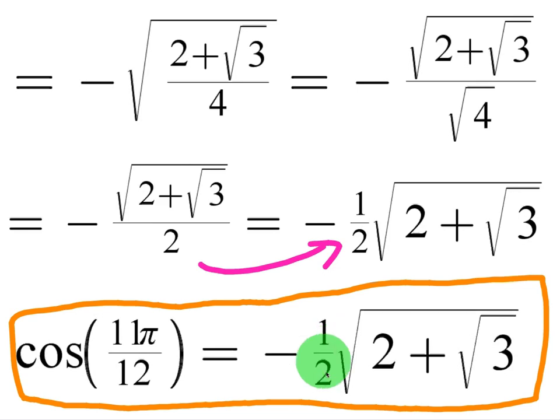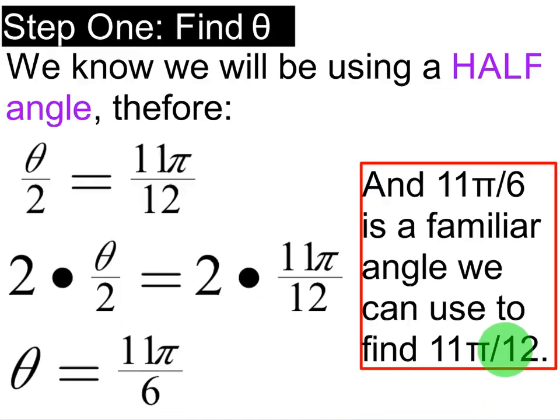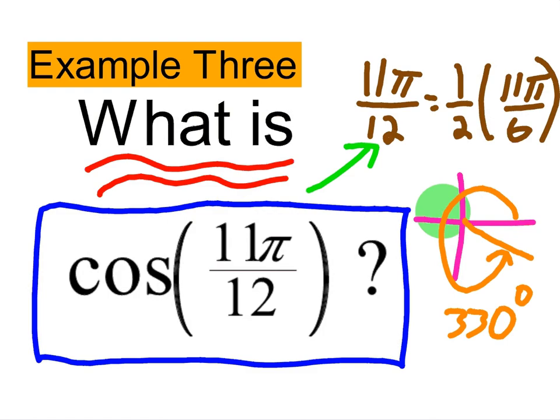So again, the final answer is negative 1/2 times the square root of 2 plus the square root of 3, which is around negative 0.96, give or take. That's it for this particular example of finding cosine of 11 pi over 12 using a half angle formula. If you have any other questions about this, let me know.